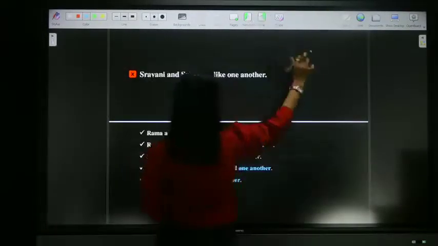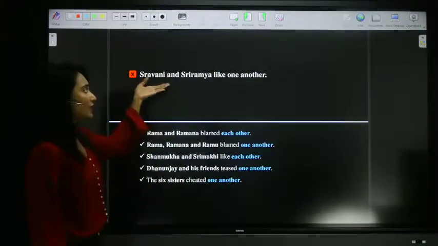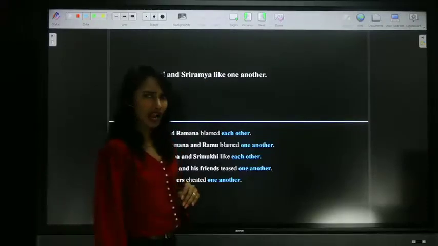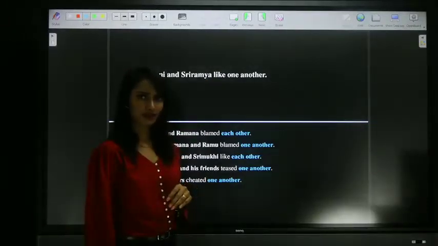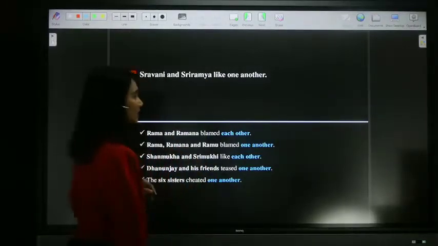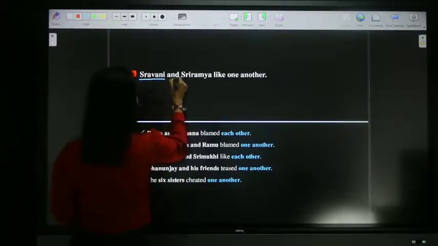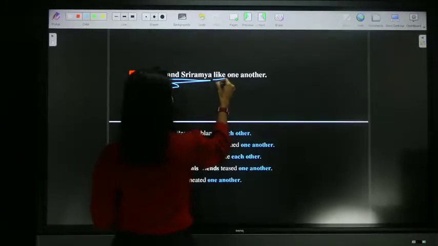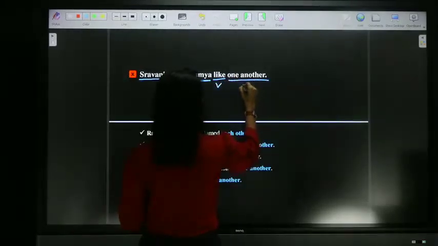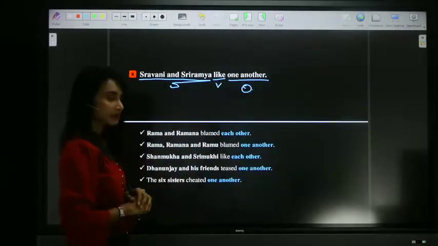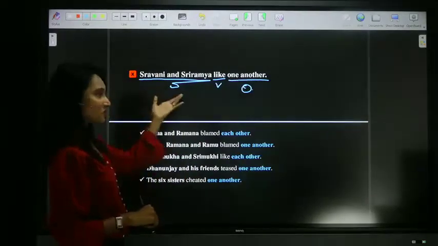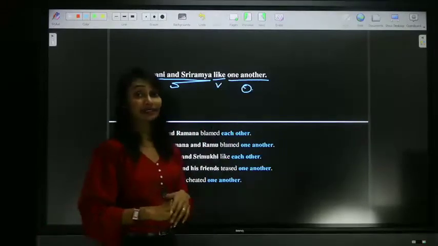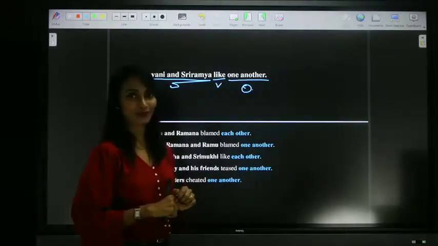Now let's see the next. Shravani and Sriramya like one another. So what kind of pronouns? What is the pronoun in the sentence? Let us identify subject, verb, and object. Shravani and Sriramya, subject; like, verb; one another, object. Right? Now, Shravani and Sriramya, they are nouns. Like is the verb. One another, that is the pronoun. Right?